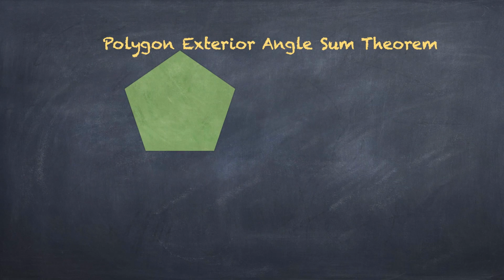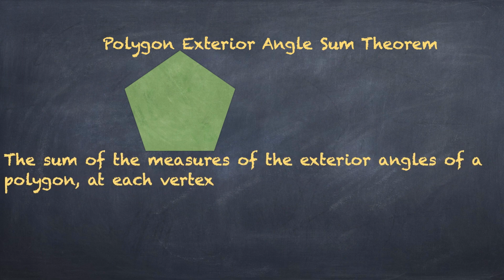And the third theorem is the polygon exterior angle sum theorem. The measure of each exterior angle of a regular polygon at each vertex is 360 divided by n. So 360 divided by 5, the exterior angle of each one of these is going to be 72 degrees.